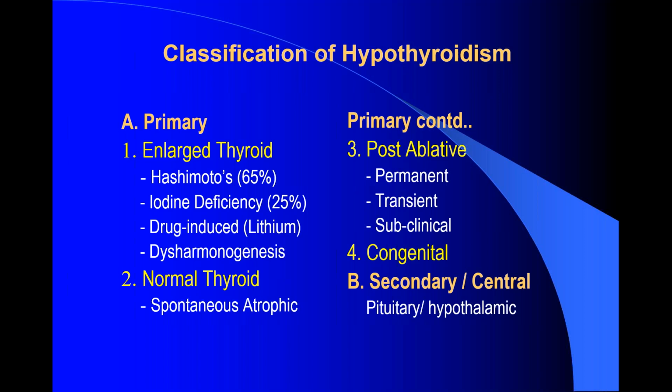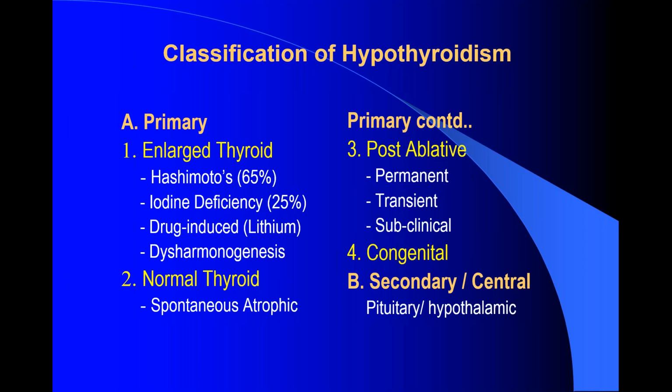Coming on to the second C, classification, you should try to classify. That will give you the category or the cause, or if not the cause exactly, the types of thyroid disease. Thyroid disease could be primary, in which the thyroid is enlarged: you can have Hashimoto disease, which is there in around 65% of cases, or iodine deficiency. It can also be drug induced or dyshormonogenesis. If the thyroid is normal, then it could be because of spontaneous atrophy. It could be seen after radiotherapy and other treatment, and it could be congenital.